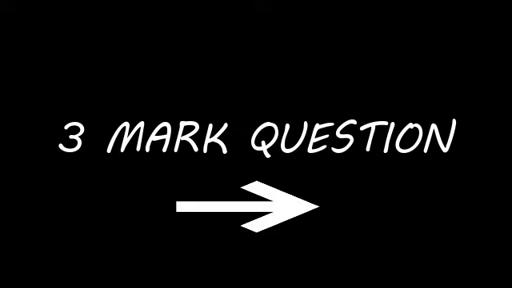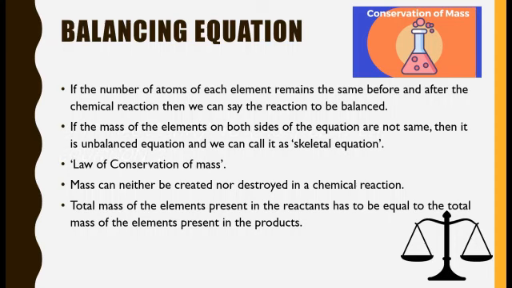Here a 3-mark question may be asked in your exams: is it necessary to balance a chemical equation? We need to write the law of conservation of mass, and we should write that the total mass of the elements present in the reactants has to be equal to the total mass of the elements present in the products.